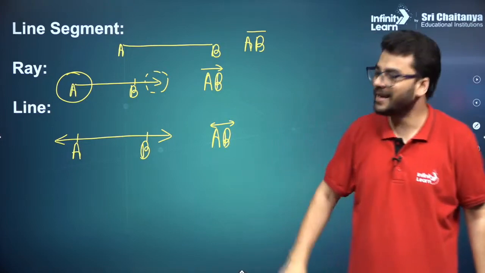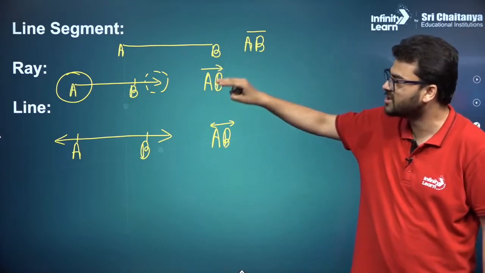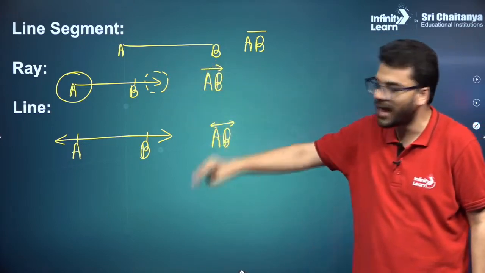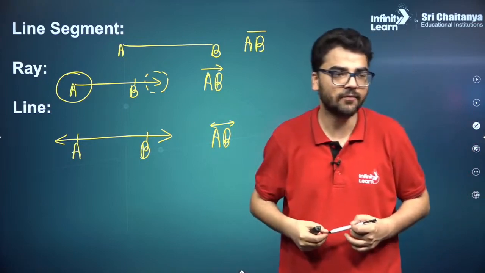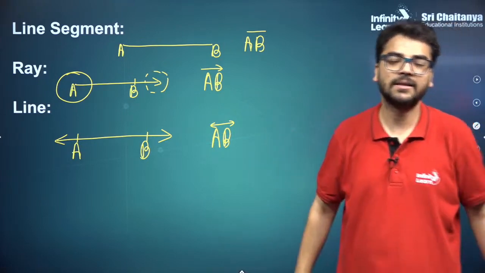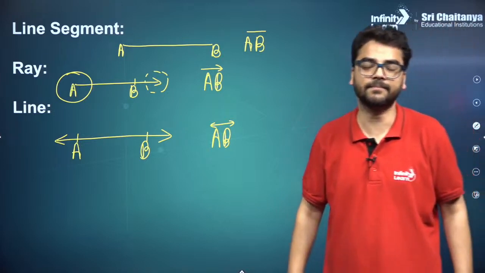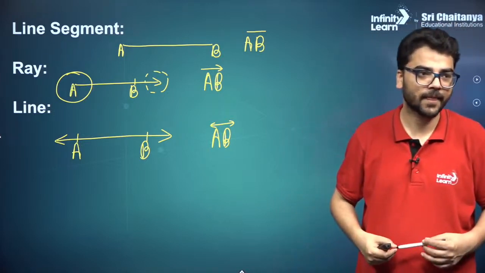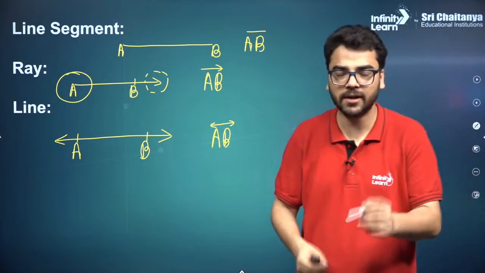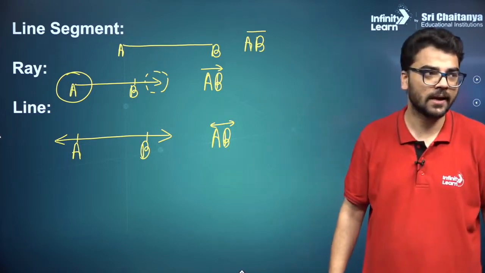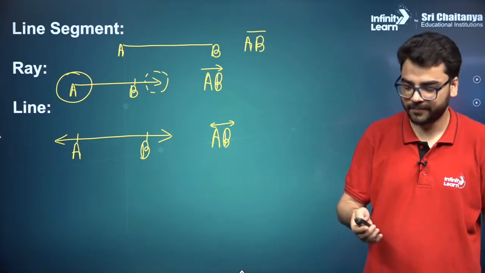Is it clear? Any doubt in the basic definitions of line, ray and line segment over here? Just confirm that in the chat, guys. These are the basic definitions which must be clear to you. Very basic things, but they must be clear to you. I hope it is clear.